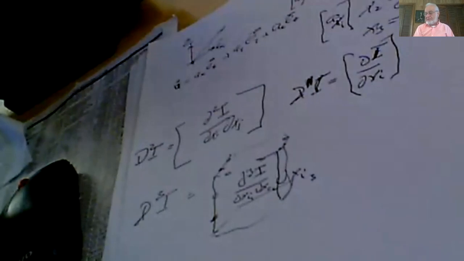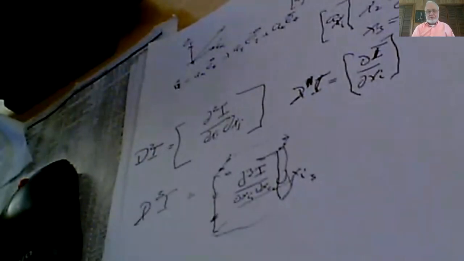So we're going to have d3I by dx dx dx. That's 1, 1, 1. We're going to have d3I by dx dx dy for 1, 1, 2. And 1, 2, 1, which is going to be d3I by dx dy dx, and so on.